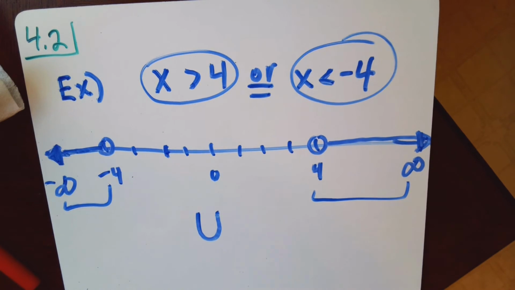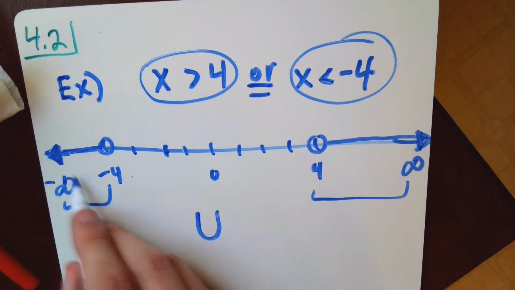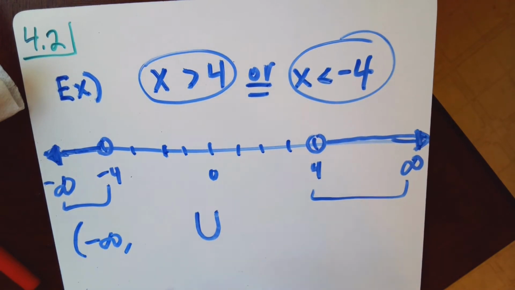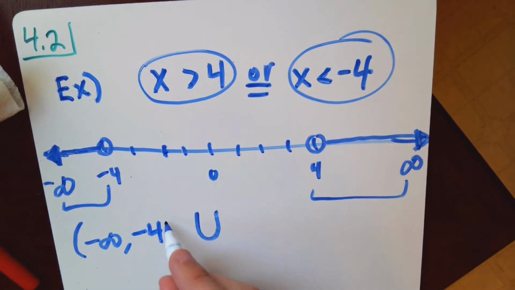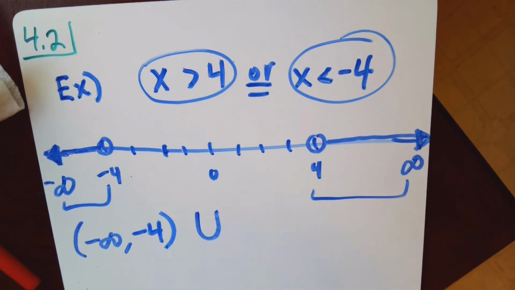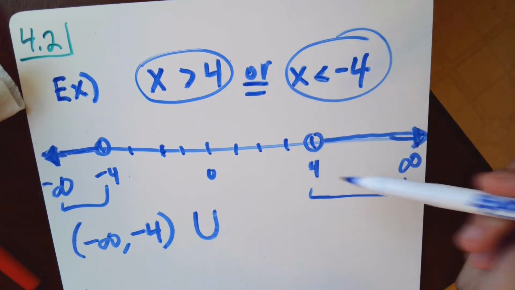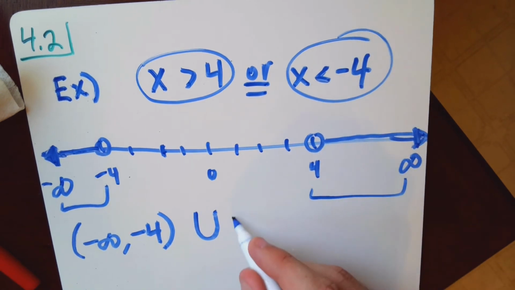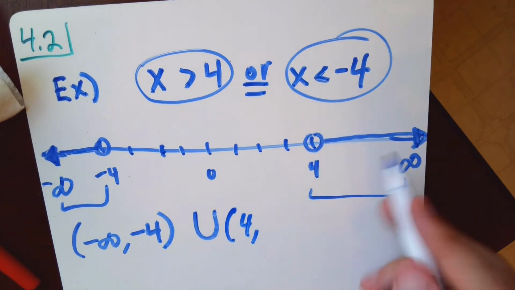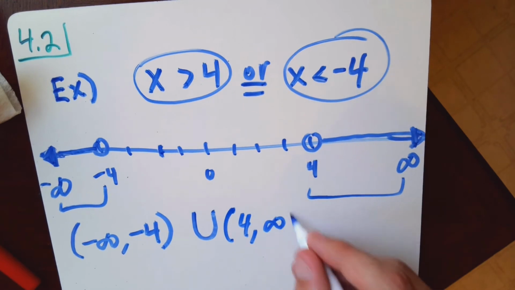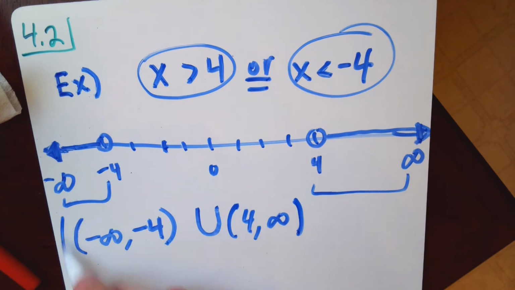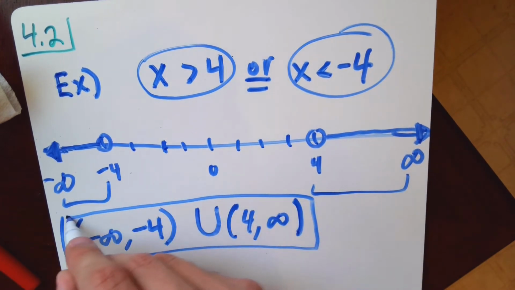Well, let's describe what those intervals are. The first interval, the smallest number, is negative infinity. The largest is negative 4, but it's not included, so we have a parenthesis. Next, we're looking at the inequality x is greater than 4. We're looking at this right half. What's the smallest number for this interval? The smallest number is 4. The largest, with air quotes, is infinity. So this is the solution set for this disjunction.